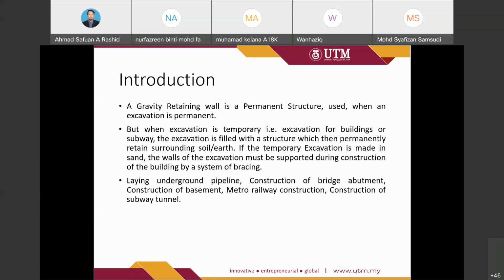Unless we come up with a method like, let's say, a tunnel or a trenchless method, then it is not required to use this braced cut system. For example, if we build a trenchless pipeline, there is no need for us to have this braced cut system.